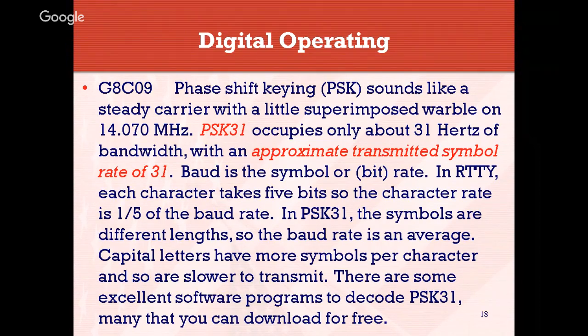All right. Phase shift keying, or PSK, sounds like a steady carrier with a little superimposed warble on 14.070 megahertz. PSK31 occupies only about 31 hertz of bandwidth. That's why it's PSK31, with an approximate transmitted symbol rate of 31 baud. Baud is the symbol or bit rate. In RTTY, each character takes 5 bits, so the character rate is 1/5 of the baud rate. In PSK31, the symbols are different lengths, so the baud rate is an average. Capital letters have more symbols per character, and so are slower to transmit.